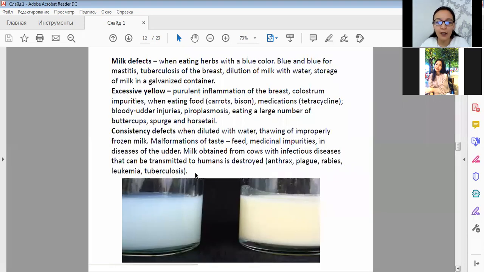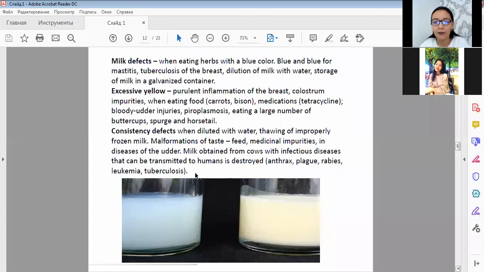And in production, you can meet defects of milk. What is a milk defect? Milk defects are, for example, a blue color, which is caused by mastitis, tuberculosis of the breast, dilution of milk with water, or storage of milk in a galvanized container. And sometimes the milk may be excessively yellow. This is from purulent inflammation of the breast, or fast-absorbing impurities when eating food, for example, carrots and others.